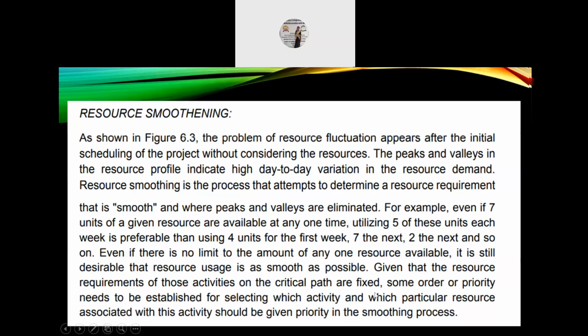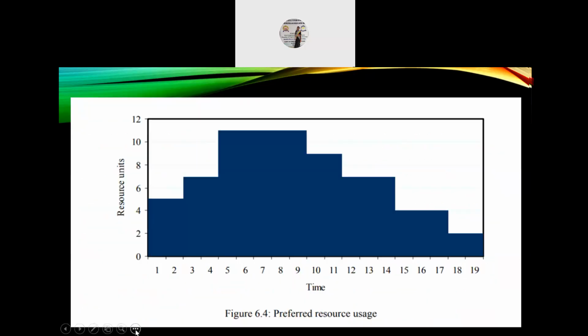So some order or priority needs to be established for selecting which activity, and which particular resource associated with this activity, should be given priority in the smoothing process. So this is the graph for preferred resource usage, plotting the resource units against time, from 7 days to 19 days.